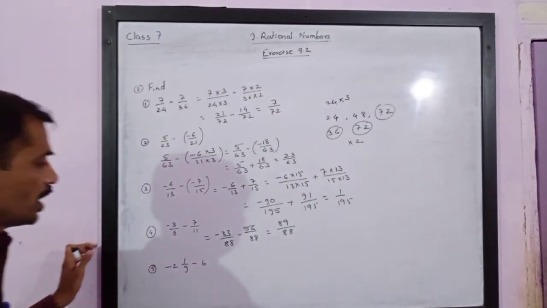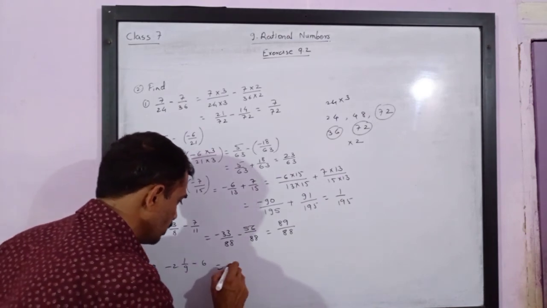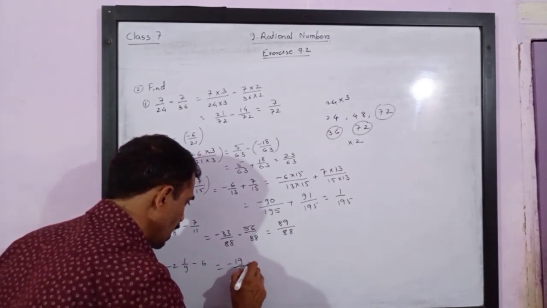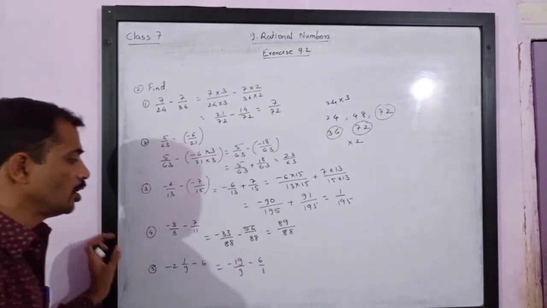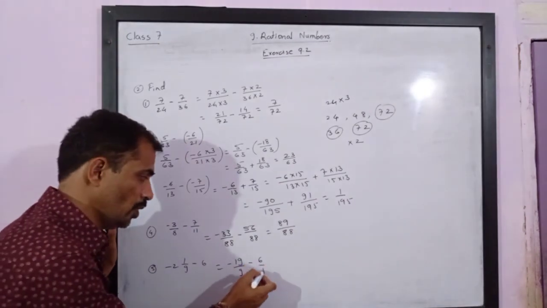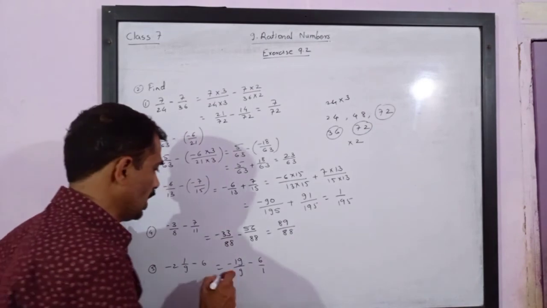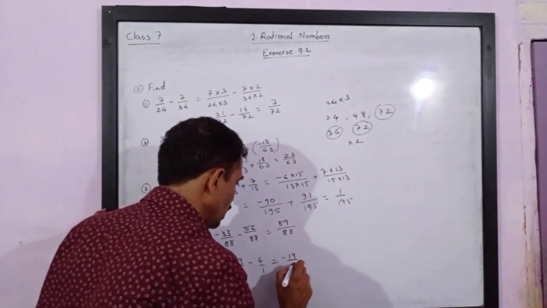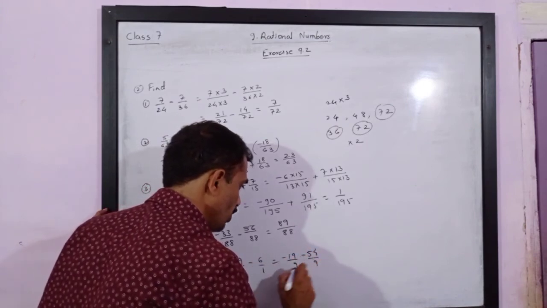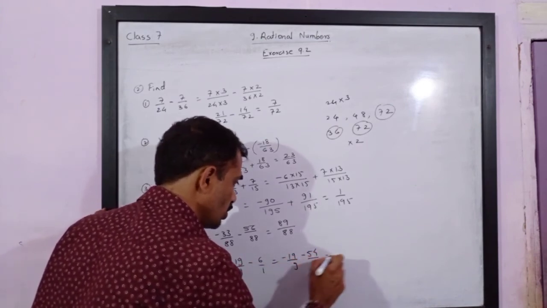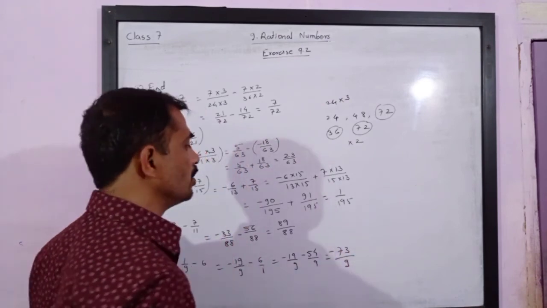Convert this mixed fraction into fraction. So this is equal to 9 twos are 18 plus 1 is 19. 19 upon 9 minus 6. Please note, there exists a hidden denominator to this integer. So to make the denominator same, we have to multiply second fraction by 9. So we will get negative 19 upon 9 minus 6 9s are 54 upon 9. Now denominators are same, we can add this. So we will get negative 73 upon 9.